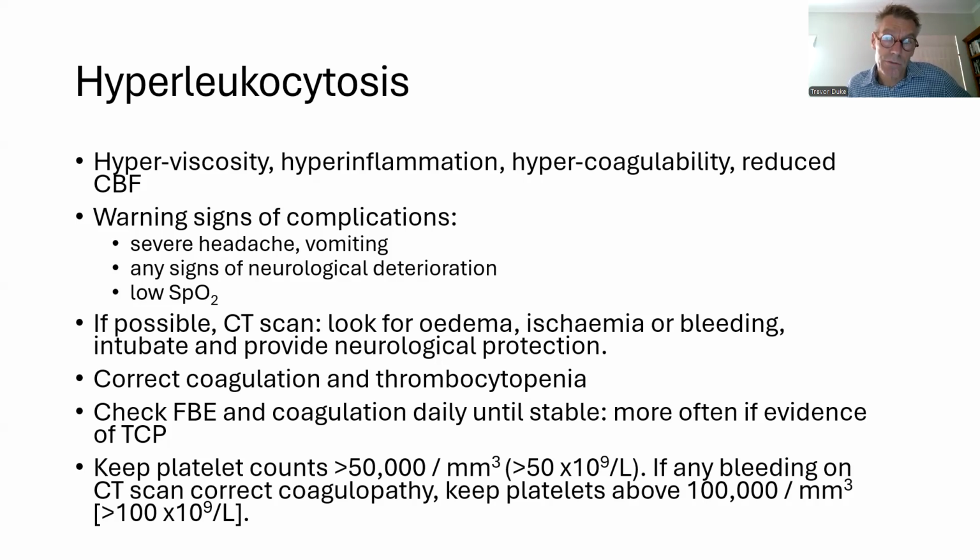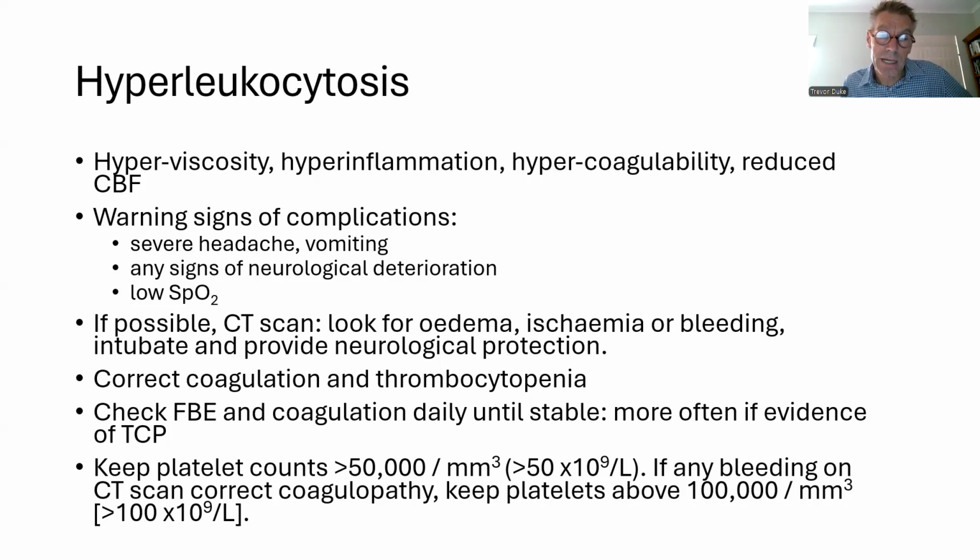If possible, if you have access to it, then do a CT scan. It's not always possible, of course, but on a CT scan, you're looking for edema or ischemia, cerebral edema, or ischemia or bleeding. They're the three things you're looking for on a head CT scan. If you did see those things, it's important to provide neurological protection.